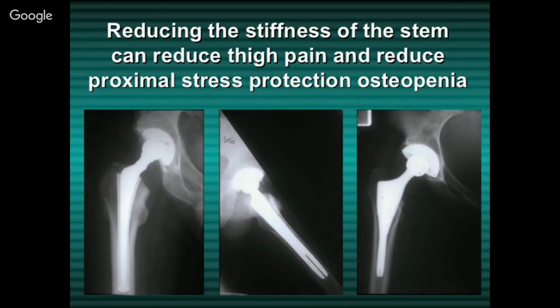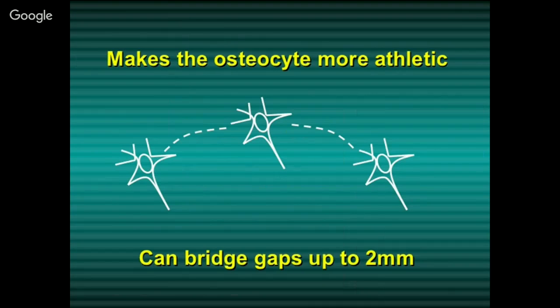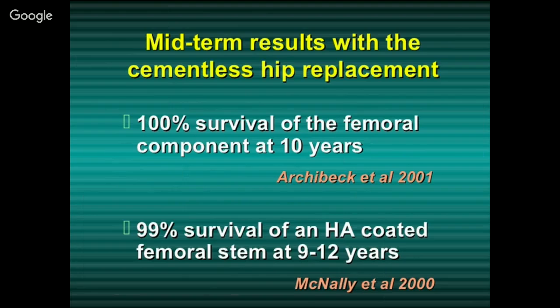So reducing the stiffness of the stem can reduce the thigh pain and reduce the proximal stress shielding that leads to osteopenia. Now we have a bioactive coating. The bioactive coating may be tricalcium phosphate or hydroxyapatite. When you use the bioactive coating, there will be bone ongrowth, and it helps bridge up to a 2 millimeter gap. With bone ongrowth, the implant becomes much more stable. In midterm survival, there is 100% survival of the femoral component at 10 years, and McLean reported 99% survival of HA coated femoral stems at 9 to 12 years.